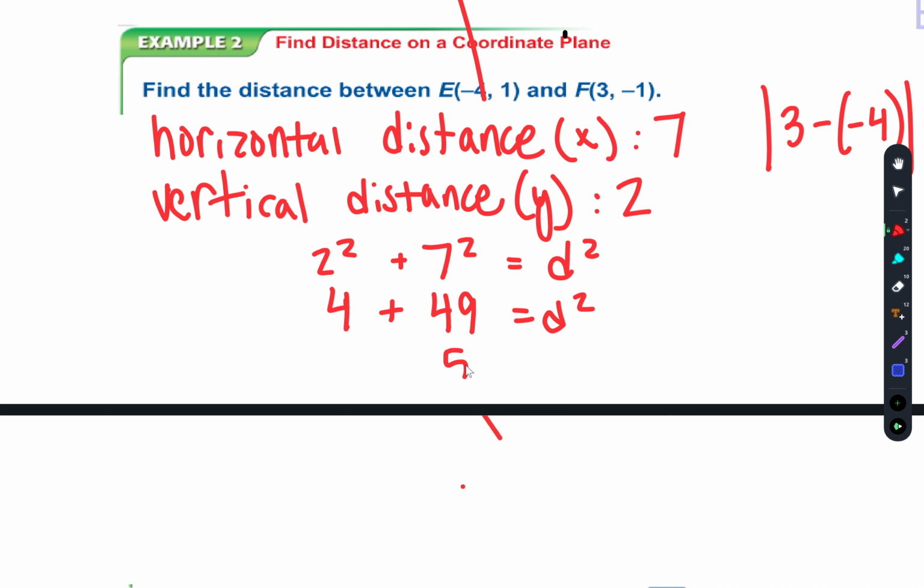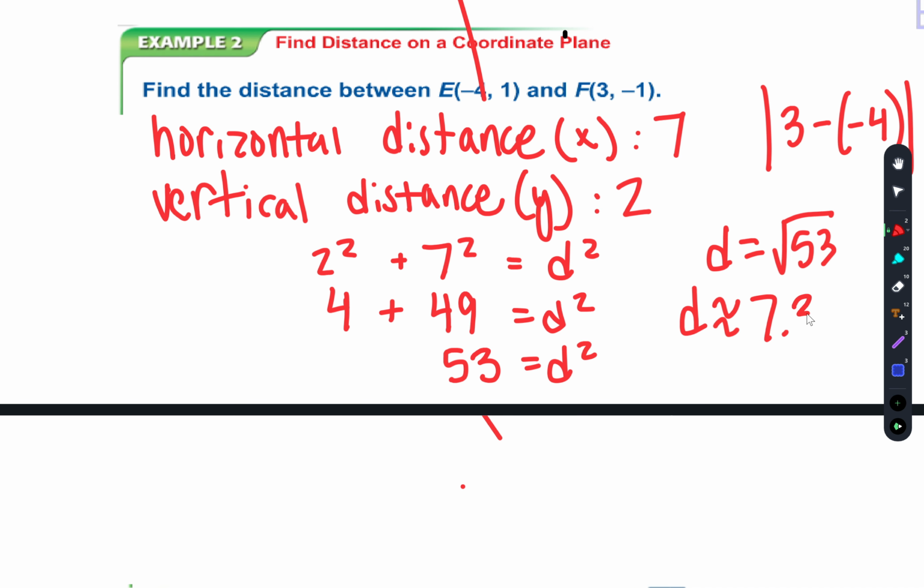I believe I get 53 equals d squared. Square root both sides. D equals the square root of 53. Or I think it was like 7.3 as well here. Okay. Any questions on the distance formula, aka Pythagorean theorem? Okay. Go to the next page.